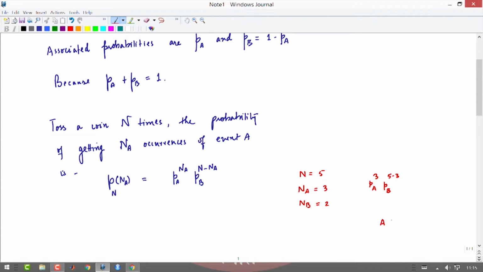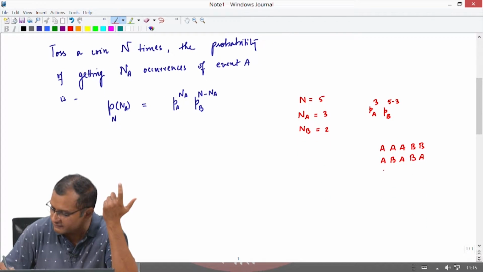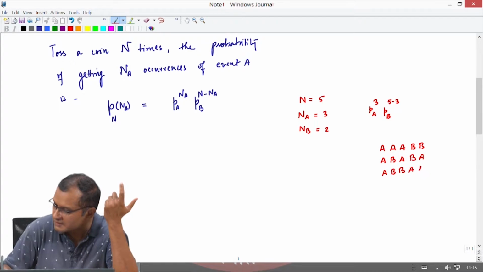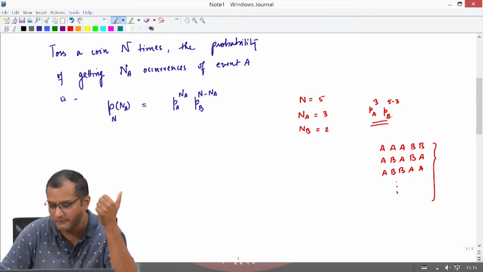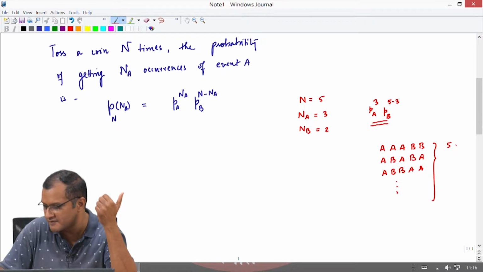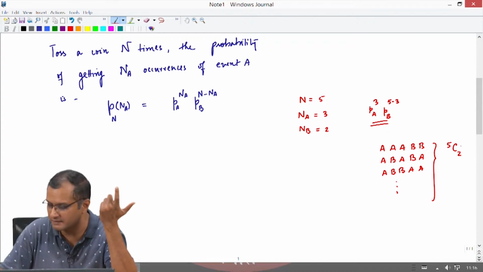So, I got heads, heads, heads, and I got a tail twice. But then you can also have a head, tail, then a head, tail, then a head. You could also have heads, then 2 tails, and then 2 heads, and so on. So, what you have written here is basically the probability of one ordering, but I know there are several orderings, and precisely the number of orderings is known to me, which is 5C2 or 5C3.